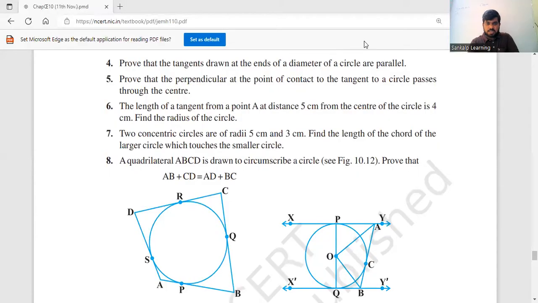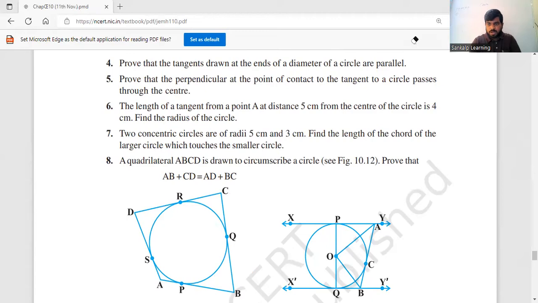Quadrilateral ABCD is drawn to circumscribe a circle. Prove that AB plus CD equals AD plus BC. You can see this figure, that is this figure. Okay, this is the figure that we are talking about. So let's erase it. I hope it's clear now. Now, once again, let me scroll a bit down.